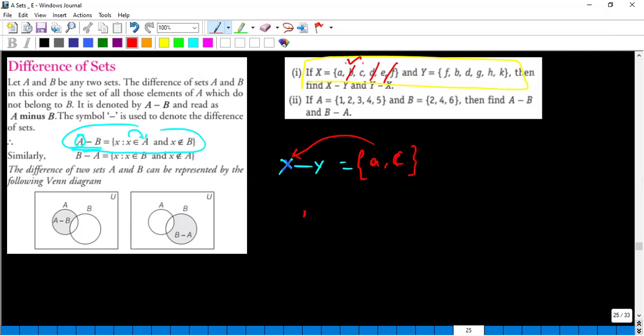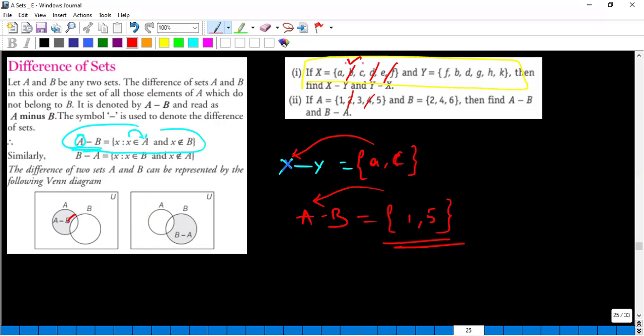Then what do you tell about A minus B? Cancel this, remove the 2, 4, 6. 2 is there, 4 is there, 6 is not there. So A minus B will be 1 comma 5. 1 and 5 belong to A alone, not to B. That's why it is difference of sets. You can see Venn diagrams also.